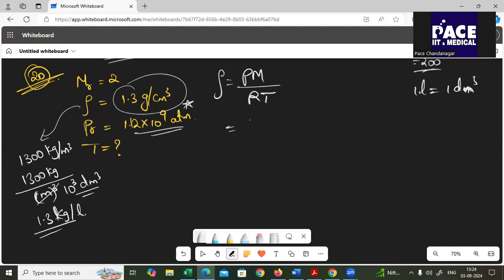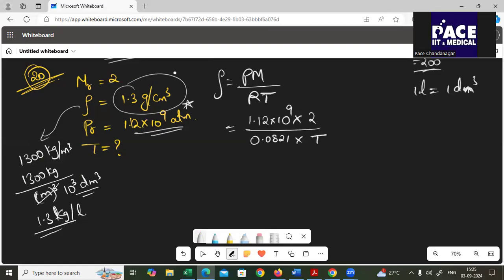Now go with the pressure, which is 1.12 into 10 to the power 9, into the molar mass, which is 2, given to us, by R. R is 0.0821, or you can take it as 1 by 12 as well, times the temperature here.